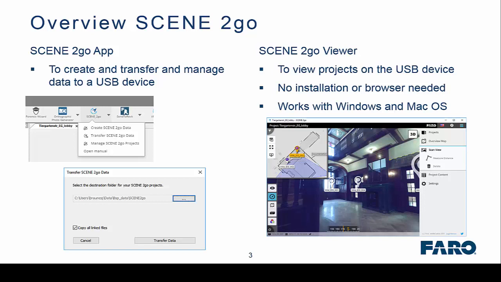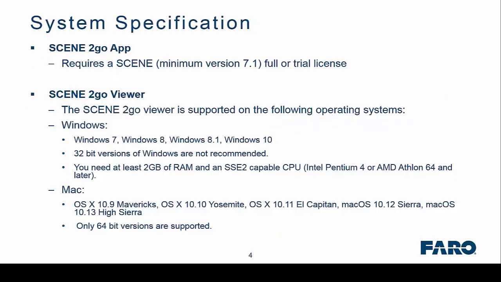You can view the projects on a USB device, where no installation or browser is needed, and it will work with the Macintosh and Windows operating systems. It requires a minimum of Scene 7.1, a full or a trial license to work. And as you can see, we're running on most Windows-based systems and most Macintosh-based systems from Windows 7 and above, or Mac OS 10.9. But we advise that you only work on versions of Windows that are above 32-bit.